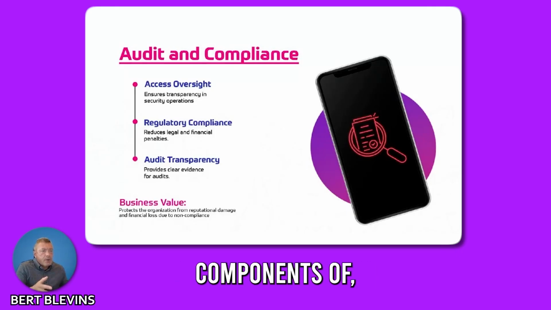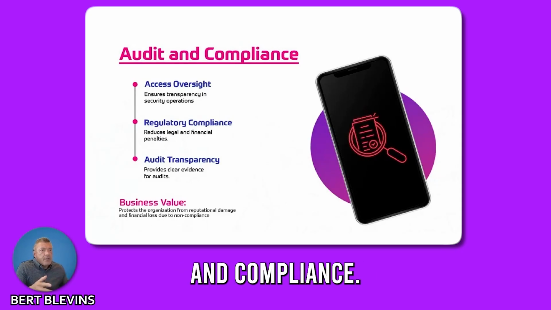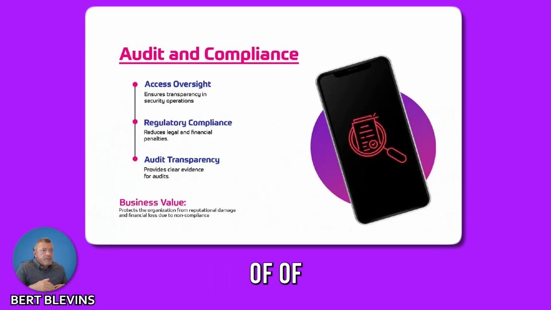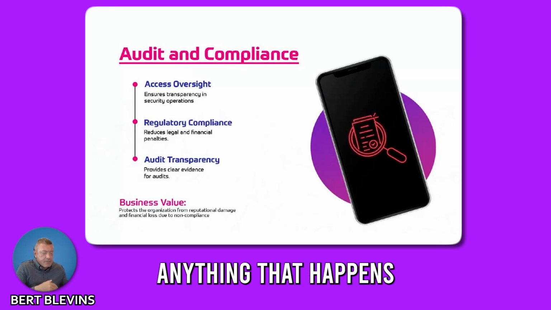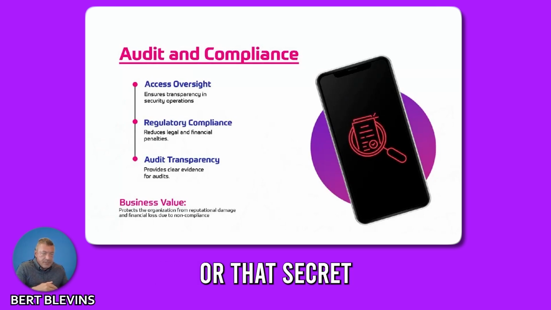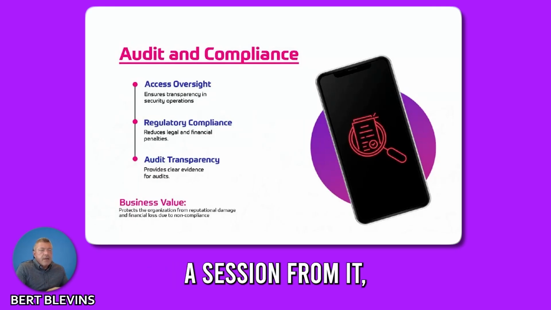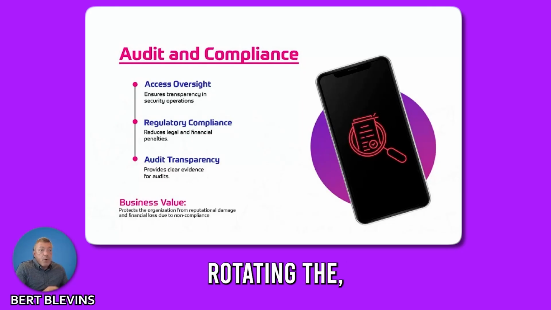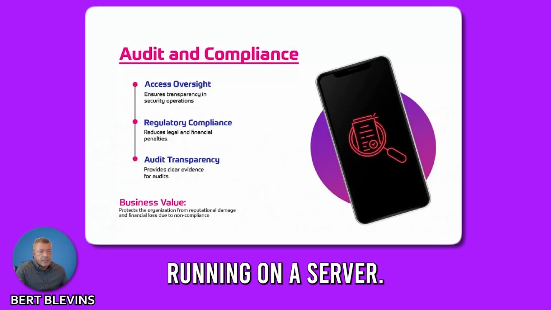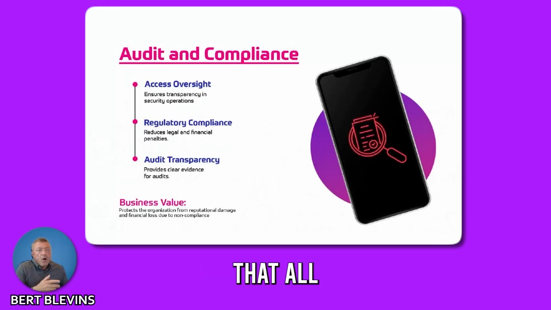So one of the main components of a privilege management access system is going to be audit and compliance. So the audit capability of basically anything that happens with that particular credential or that secret. That could be accessing it, viewing the password. That could be launching a session from it. That could be rotating the password. That could be rotating the password on a dependency. You could have accounts that have dependencies on services running on a server. We need to make sure that all that got changed too. So that's all tracked in the audit logs there.